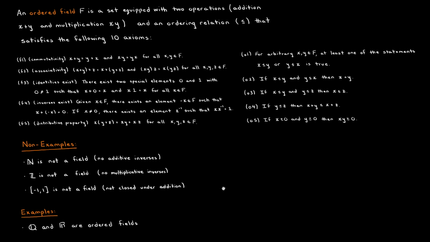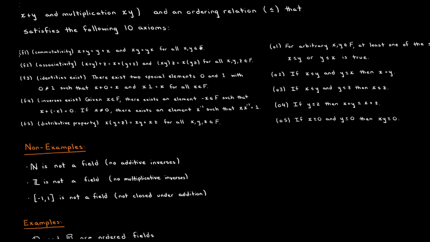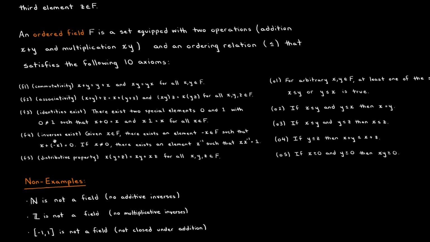Now next, I would like to actually show you the power of these 10 axioms. I would like to convince you that from these 10 axioms, we can actually prove all the familiar and basic properties that you have been using since elementary school. The first problem that we are going to work on is that if F happens to be some ordered field, then we're going to prove that additive inverses and multiplicative inverses are unique. So if I just go back up to the definition, you see that when we were talking about the inverses axiom, it said that given an element of the field, there is an additive inverse and there is a multiplicative inverse, right?